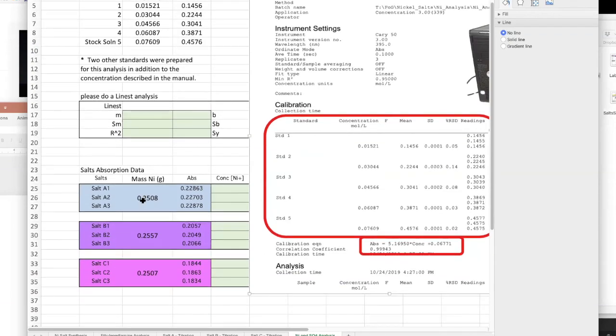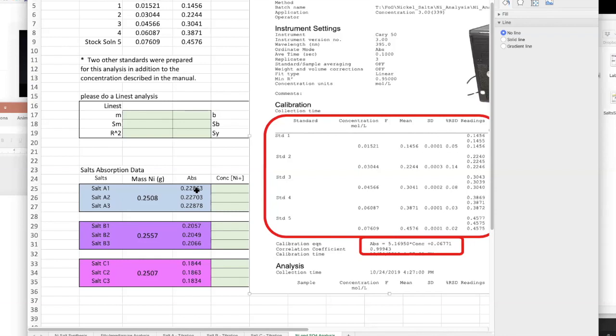This is the mass of the nickel for salt A. This is the mass of the salt, rather, not the mass of the nickel. This is the nickel analysis, okay? But this is the mass of the salt for salt A. This is the mass of the salt for salt B. What you did was you put in sulfuric acid, then put it in a 25 mL volumetric flask, and then you measured the absorbance 3 times. And these absorbances are right here.